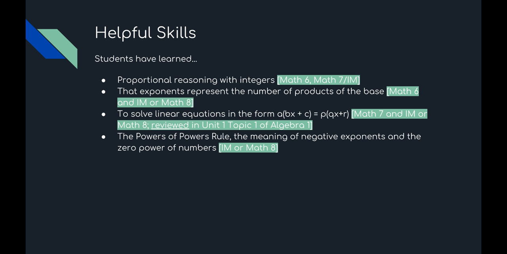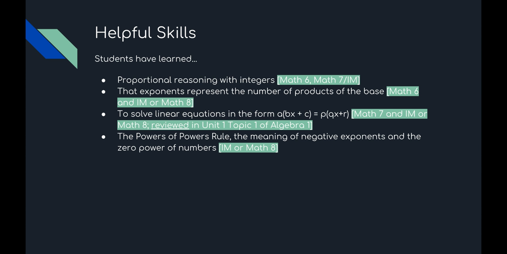Helpful skills. At this point, students have already learned a number of skills essential for this unit. The first is proportional reasoning with integers. Students have engaged in that learning in Math 6, Math 7, or IM. They've also learned that exponents represent the number of products of that base. They've learned that in Math 6 and IM, or Math 8.